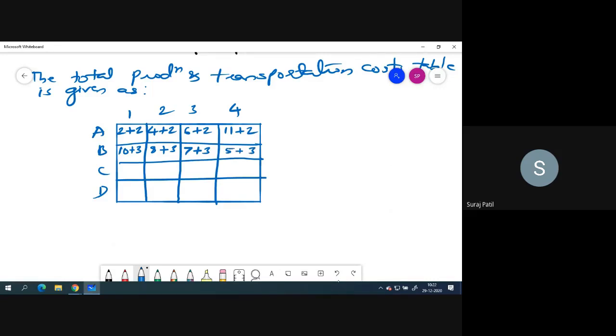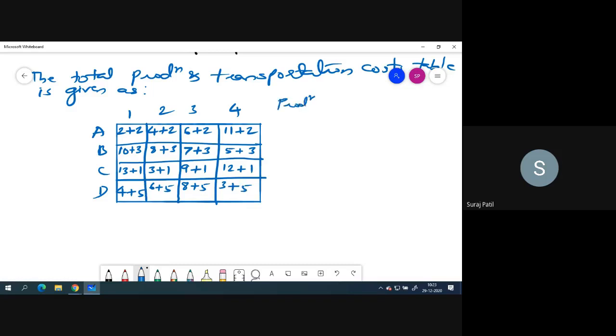Similarly here 13 plus 1 because production cost of C is rupees 1, then 3 plus 1, then 9 plus 1, and 12 plus 1, and finally 4 plus 5, 6 plus 5, 8 plus 5, and 3 plus 5.